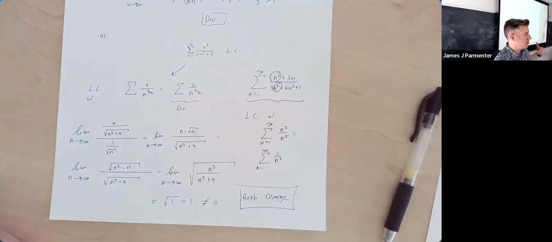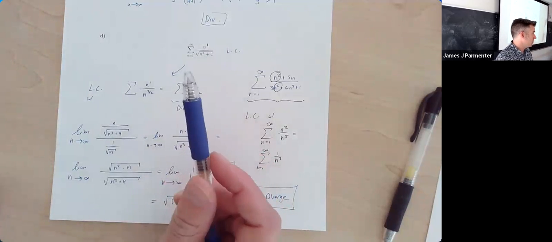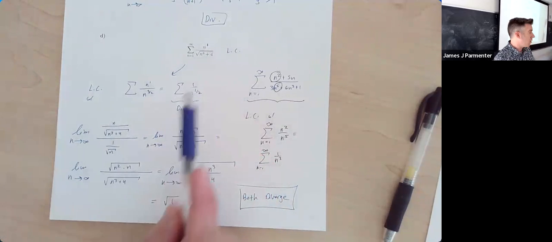So powers of n over powers of n, limit comparison test all day long. I will also point out if you did do the ratio test here, it would be inconclusive. Ratio test does not ever work for powers of n over powers of n.